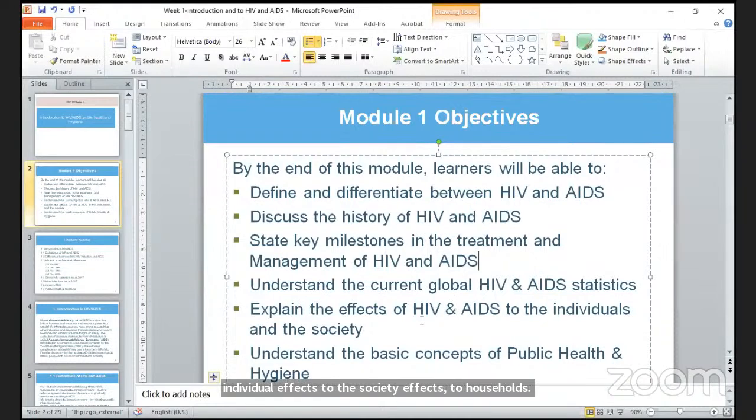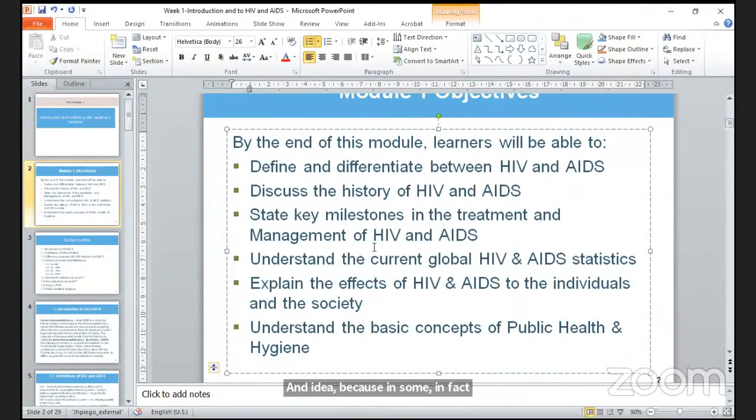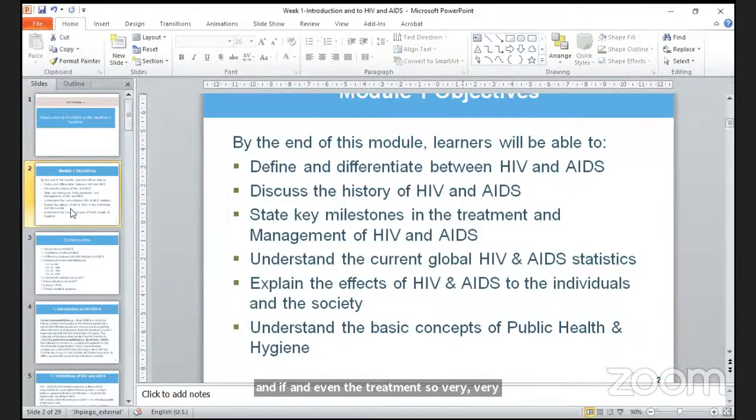Then briefly, we're going to look at the basic concepts of public health and hygiene, because in some way or the other, public health and hygiene impact the transmission of HIV and AIDS, and even the treatment. So it is very, very important to understand that aspect as well.